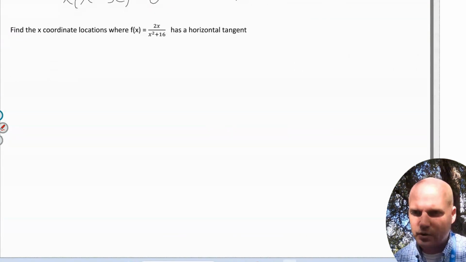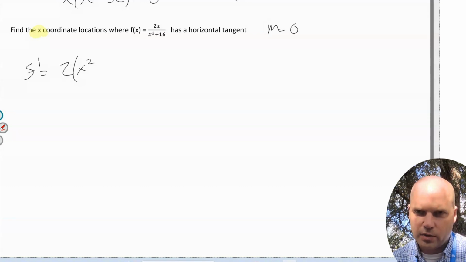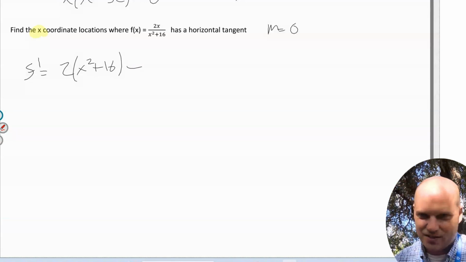Thank you, Mr. Messner, for just asking for x coordinates, not for equations. Less work that I have to do. Horizontal tangents, slope is 0. Very, very important questions, these horizontal tangent questions, because next unit, that's all we're going to be doing: focusing on horizontal tangent locations. When do derivatives equal 0?